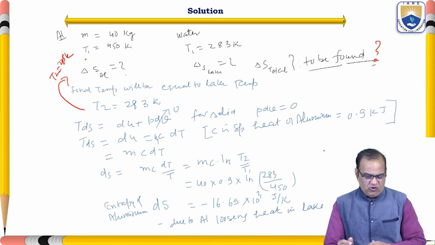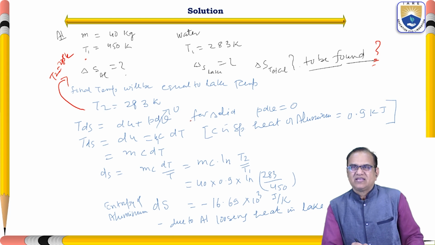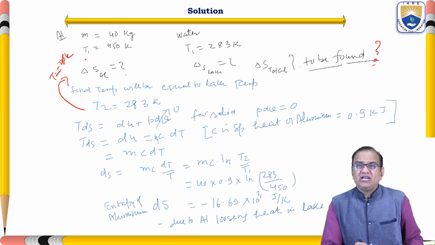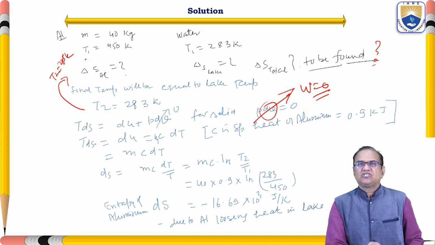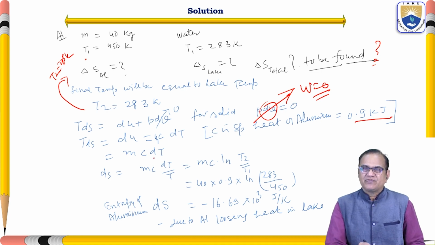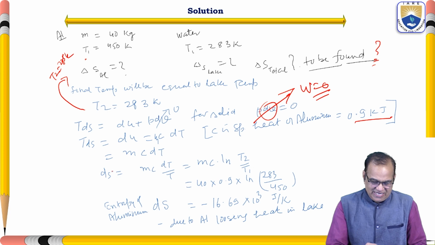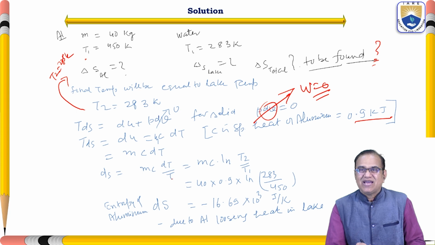We can find this by TdS equal to dU plus PdV. Because this block is a solid block, there is no change in volume, so the PdV work will be 0. So TdS is equal to dU. dU is equal to mC dT, where C is the specific heat of aluminium, which is 0.9 kilojoule per kg Kelvin. So TdS is equal to mC dT, so dS is equal to mC dT by T.